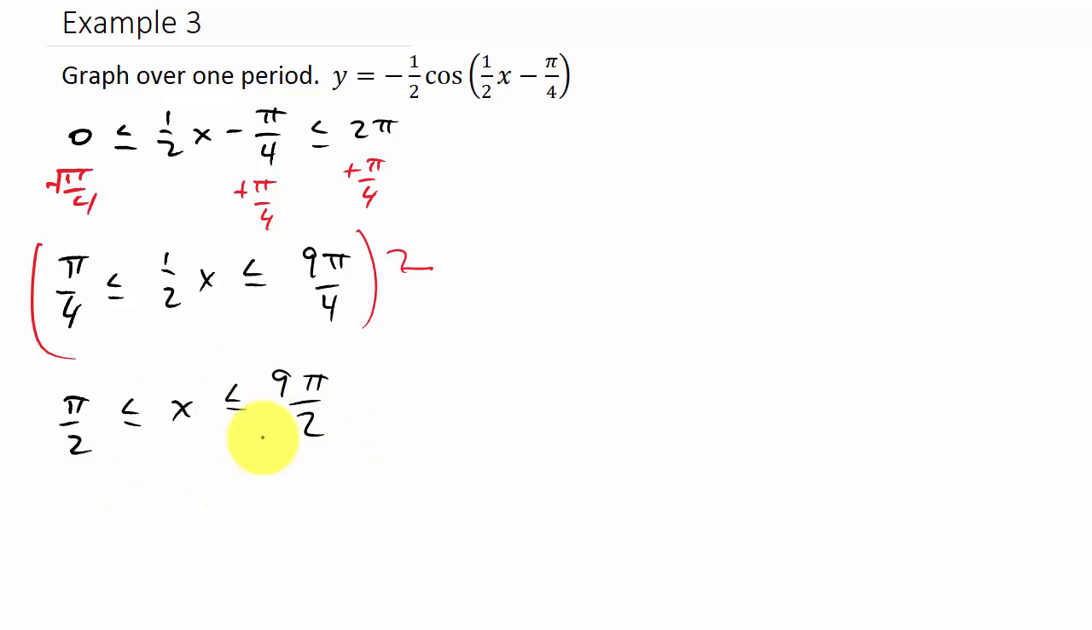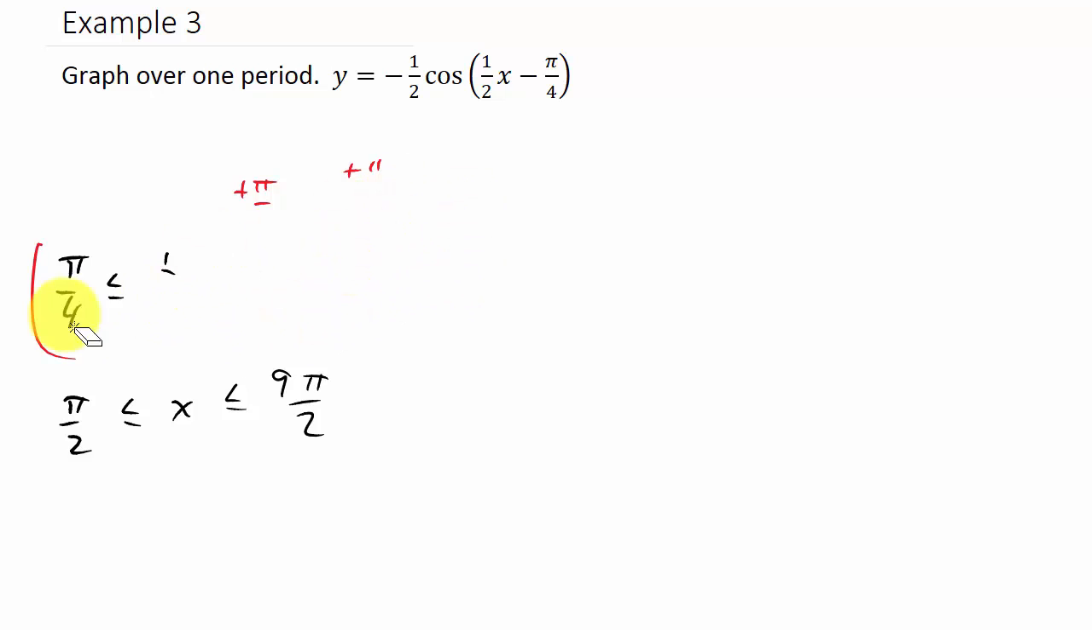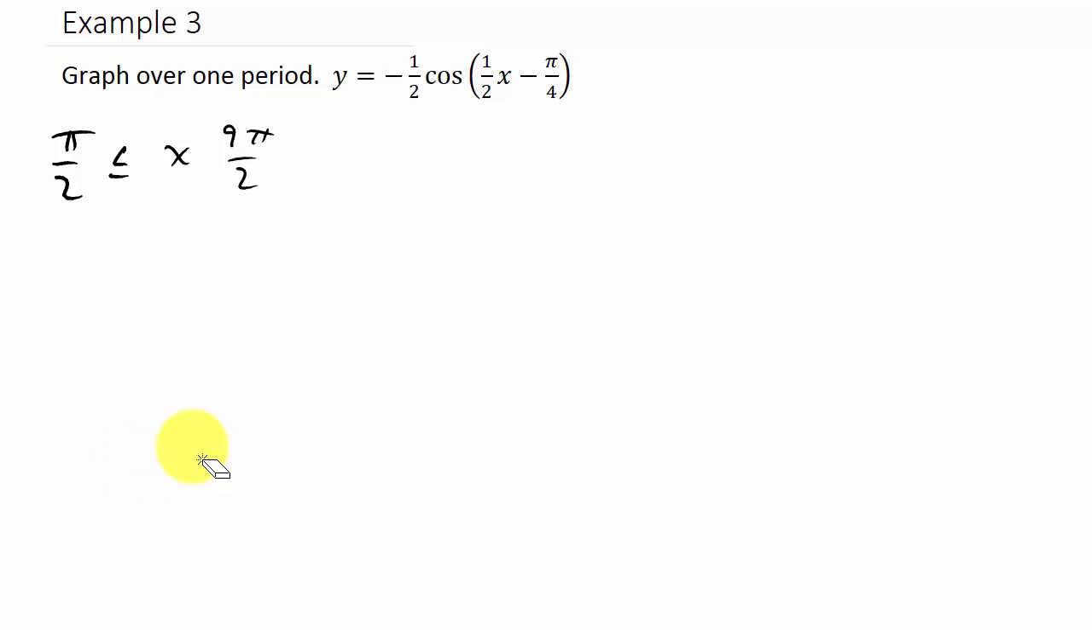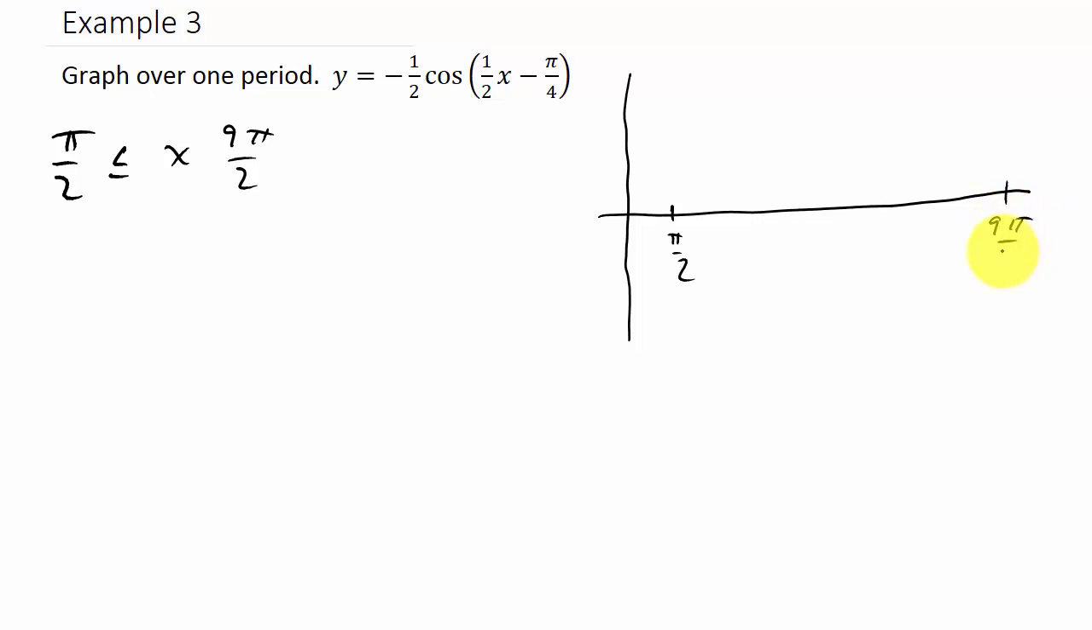So there's the interval that we're graphing it over. Okay, and I'm going to erase this up here, and I'm going to rewrite that interval up there so I'll have more room to do my work down here. So that's pi over 2 to 9 pi over 2. Alright, so let's go ahead and draw our xy in there. And I'm going from pi over 2 to 9 pi over 2.